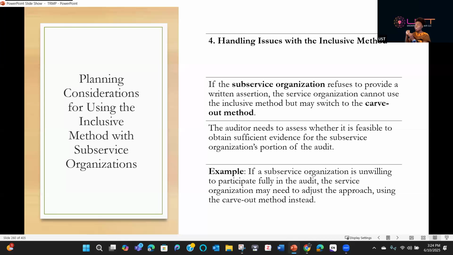What of handling issues with inclusive method? If the subservice organization refuses to provide a written assertion, the service organization cannot use the inclusive method, but might switch to Carve-Out. Do you see? If they refuse, because again, remember what we spoke about last time, maybe due to privacy concerns, maybe they won't sign. It can be very chaotic dealing with all these cloud service providers and products.